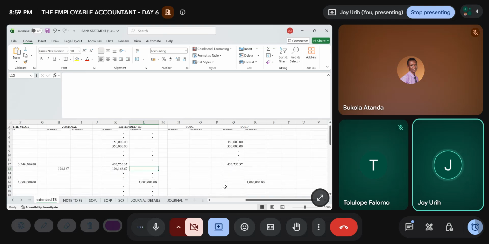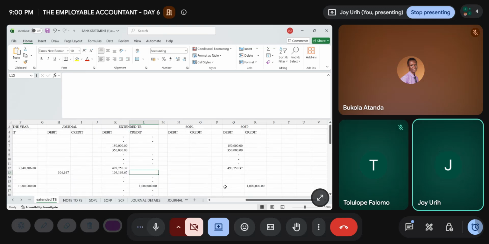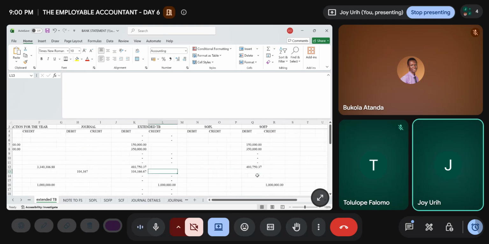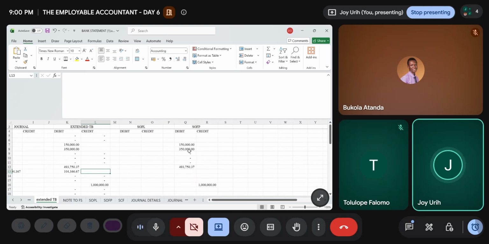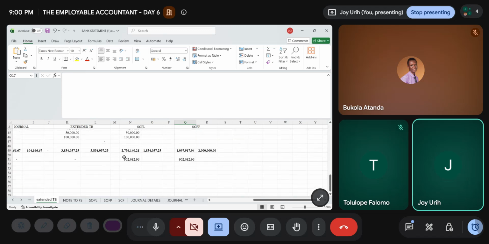in one of the statements, and that's coming from the statement of financial position. So the prepayment, remember we just introduced it, so it's not yet appearing on the statement of financial position. So I need to drag down this formula so that it will appear here on the debit side. So with this, our accounts will be the same.